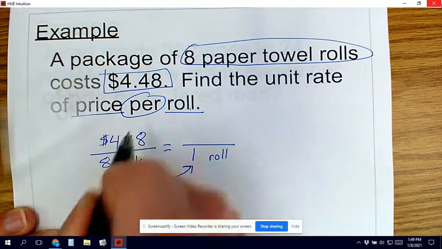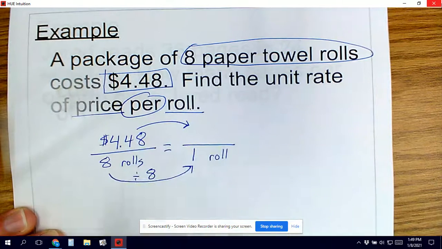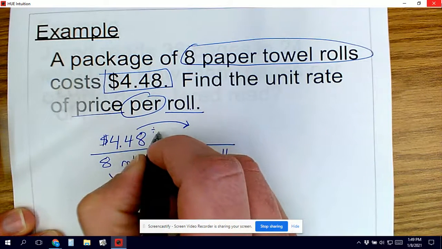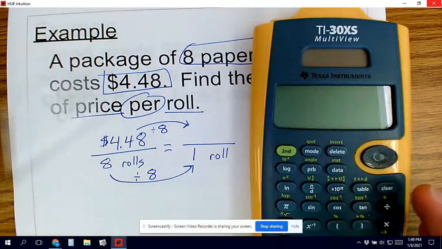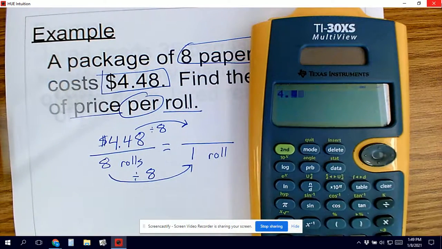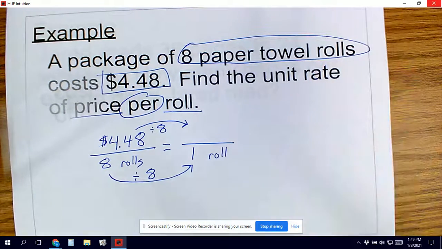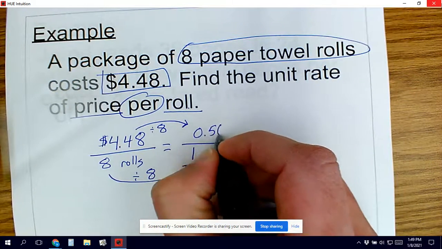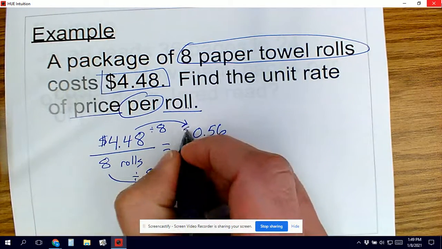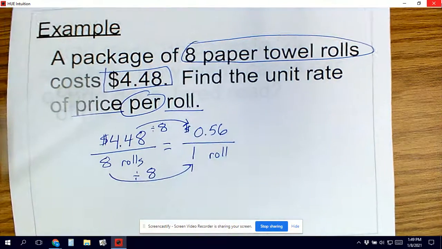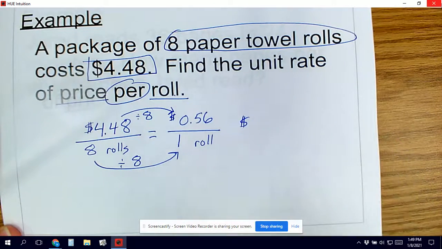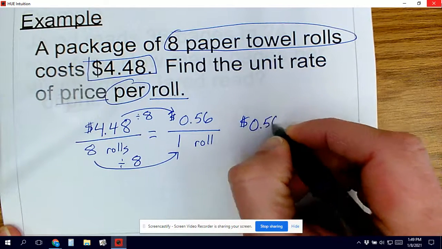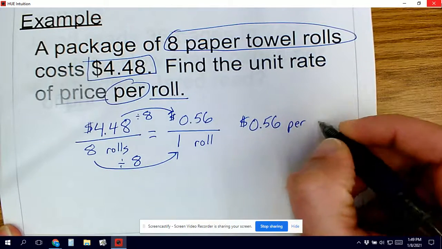We're going to continue the same thing to the top to keep these equivalent. So we are calculating $4.48 divided by 8. Grab your calculator for that. And you should get a value of 0.56. Don't forget your labels. We're talking money, so this is actually 56 cents. And then your last thing, write this as a unit rate. You would say, paper towels, you are paying 56 cents per roll.